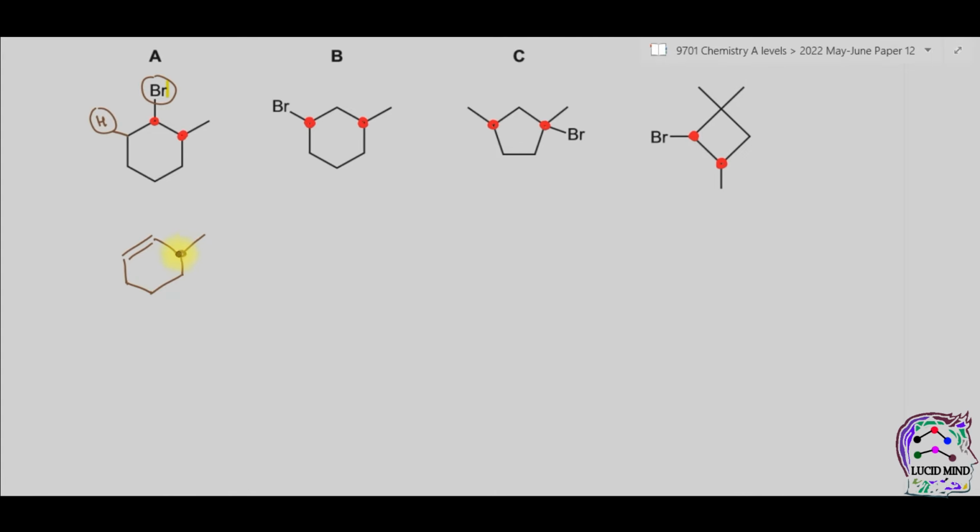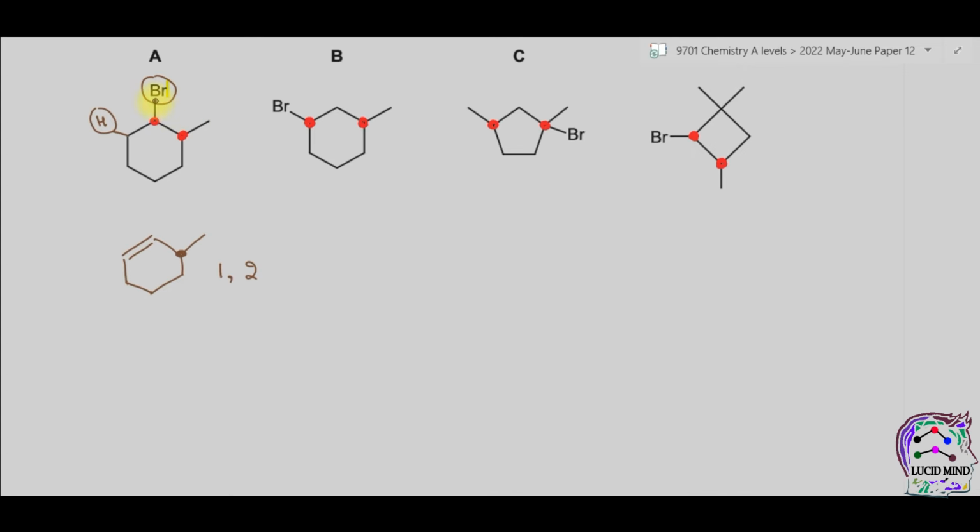Now we still have this carbon that is chiral. So it will form two isomers, two optical isomers 1 and 2. The cis trans is not formed because it is a cyclic structure. So in cyclic structure, cis trans is not possible. Now we have two isomers.